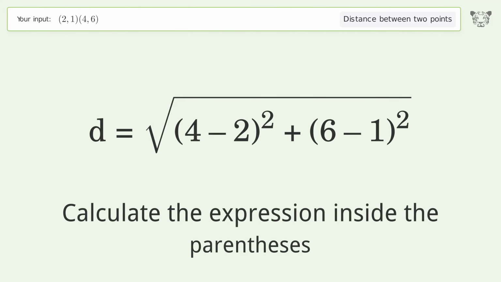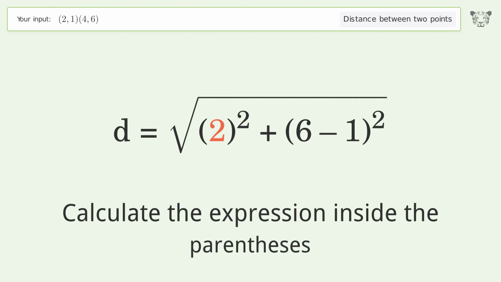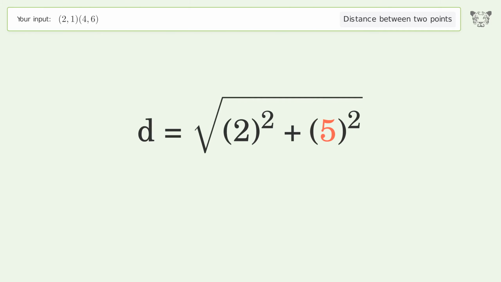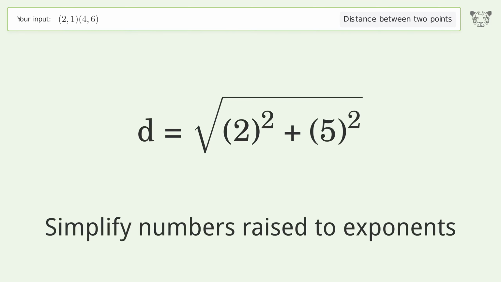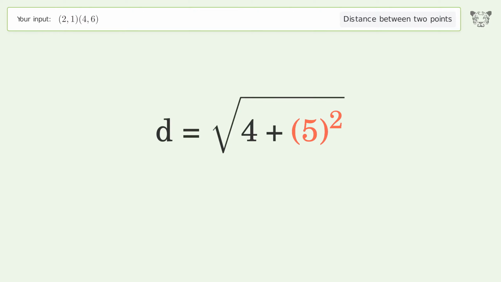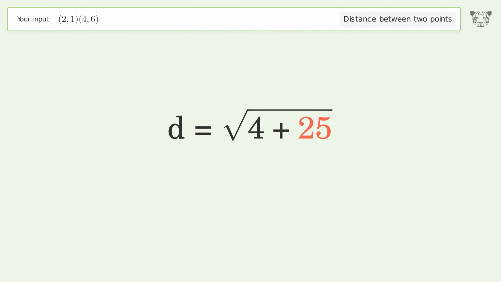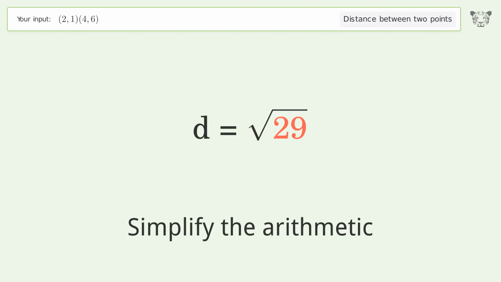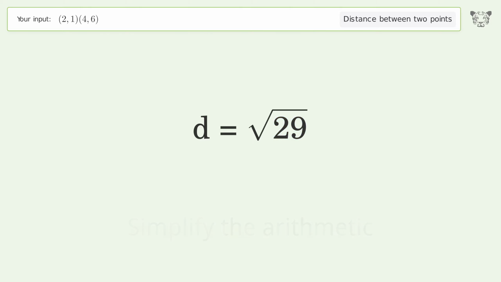Calculate the expression inside the parentheses. Simplify numbers raised to exponents. Simplify the arithmetic. And so the distance between the 2 points is the square root of 29, or 5.385.